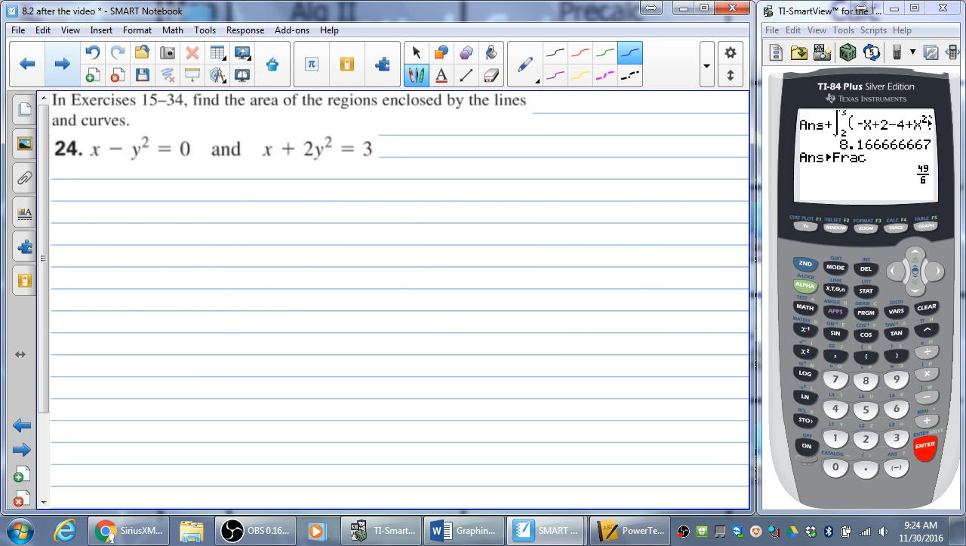Find the area of the regions enclosed by the lines and curves. So we're finding the bounded regions. So I had a student come up to me in first period. She said, which one is the right one, which is the left one? Now remember, you're looking for the bounded region.